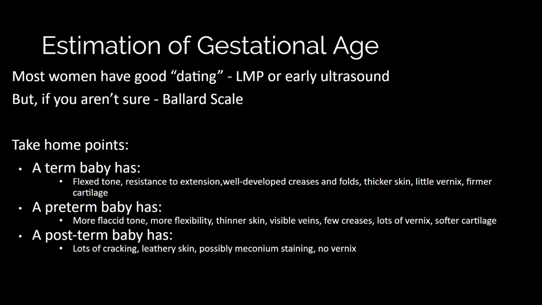But if you're not sure, for example if mom didn't have good dating, you think you're expecting a baby at 39 weeks and it comes out and it looks preterm to you. It looks small and it's covered in vernix and maybe doesn't have great tone, or you see a lot of veins, whatever. You can do a Ballard. You can do a full-on gestational age scale.